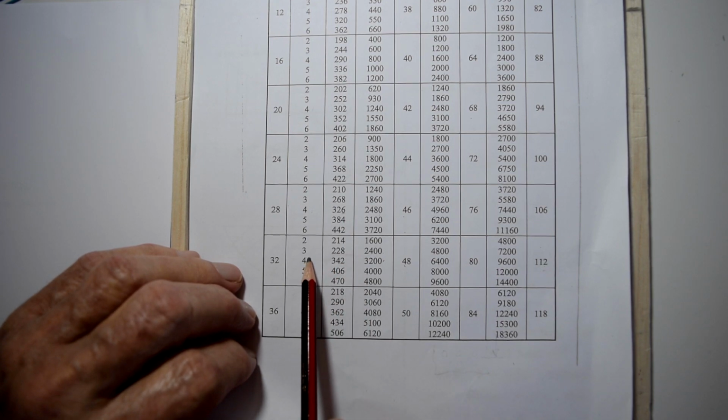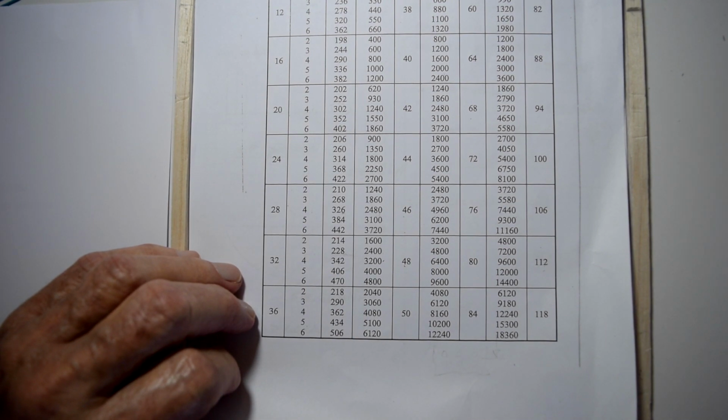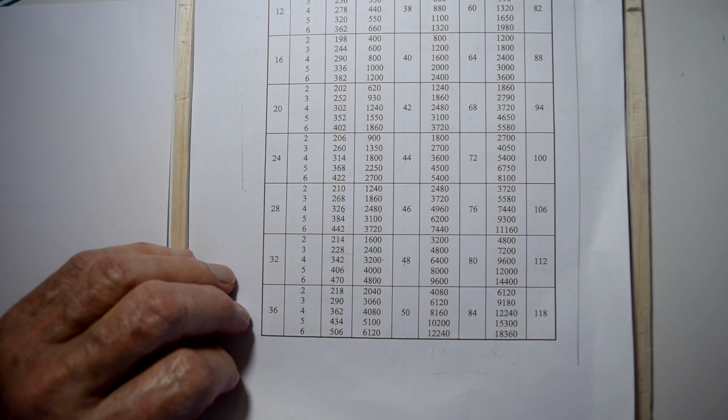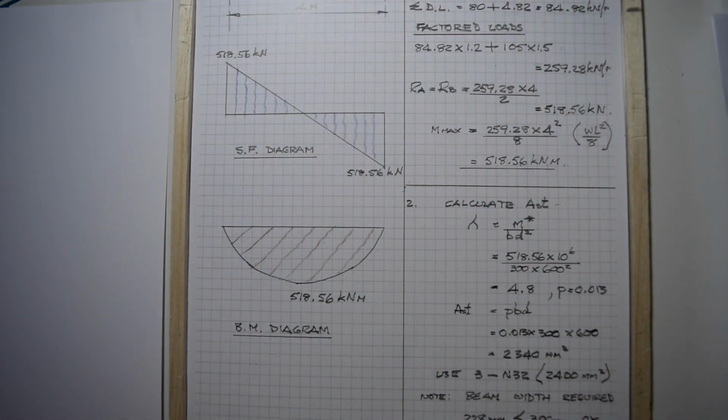So what I've done, I've chosen 3 N32s, and we comfortably get the 3 bars into the bottom of the beam with room to spare, which makes the vibration of concrete and the placing of concrete a lot better as well, where you don't have too much congestion with reinforcing steel.